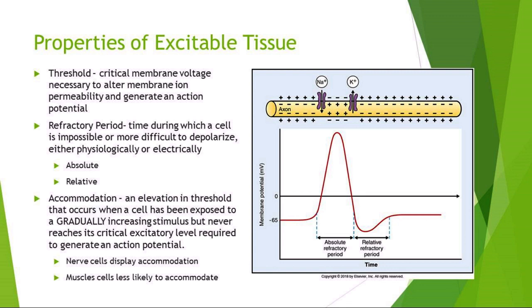Accommodation is an elevation in threshold that occurs when a cell has been exposed to a gradually increasing stimulus, but it never reaches the critical excitatory level required to generate an action potential. Nerve cells accommodate way more than muscle cells. Nerve cells are much more likely to accommodate than muscle cells are. Action potentials usually travel faster in large diameter myelinated nerves than in small diameter unmyelinated nerves. And we will talk more about that, certainly.